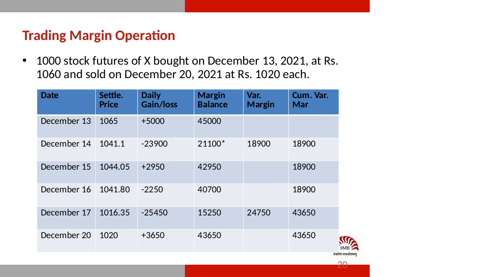Your maintenance level is 30,000. So you are required to put in more margin. You put in 18,900 to get it up to 40,000. So the variation margin becomes 18,900. Next day the price increases. You benefit. Nothing happens to the variation margin.